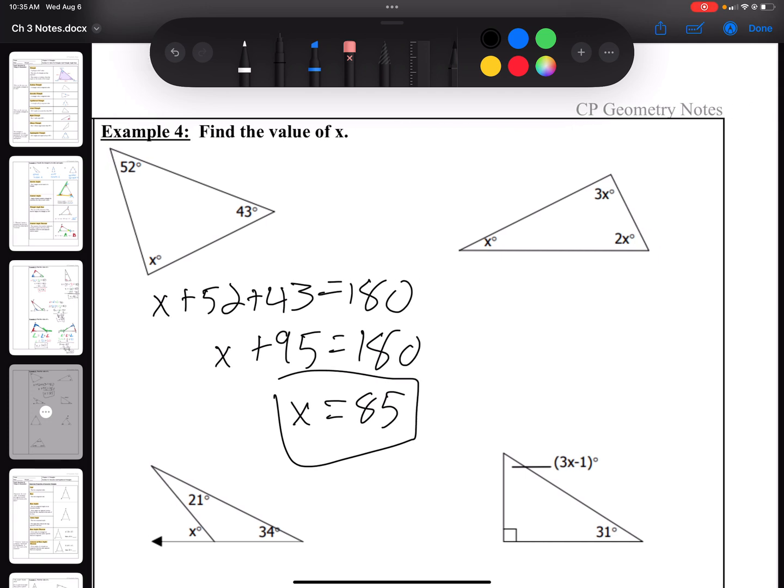Next, I have another interior angle sum problem. The x plus the 2x plus the 3x must equal 180. Those are all angles on the inside of a triangle. If I add the x plus 2x plus 3x, that'll give me 6x. Last step, all I need to do is divide both sides by 6.